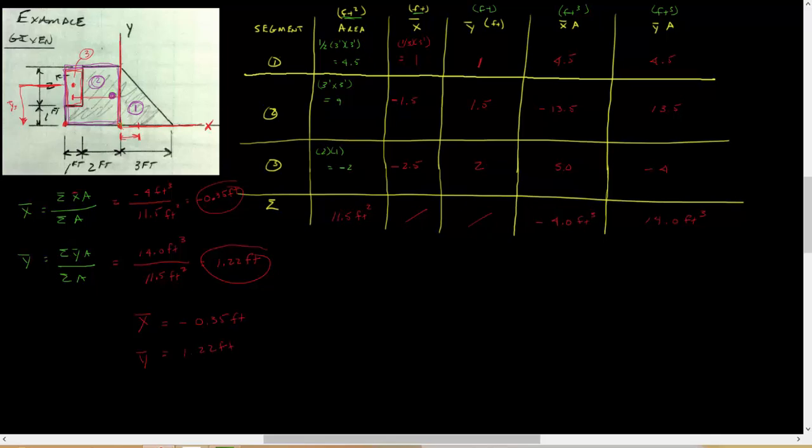Now, this all depends on where your axis is. So note that if I wanted to draw my actual centroid in here, I go negative 0.35, so it'd be in here somewhere, and then up 1.22, so it'd be right here somewhere. So that's my actual centroid. That would be my centroid right there. So this would be 0.35 negative, and then this distance here would be 1.22 feet up.